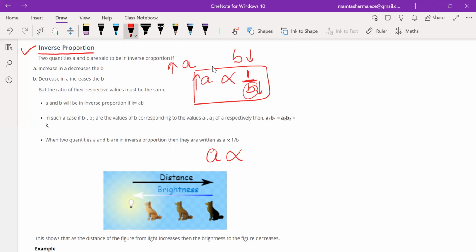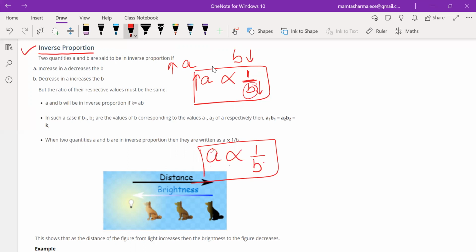So you can call this A inversely proportional to B, or you can say A directly proportional to 1 by B. If you are saying directly proportional, then say 1 by B. If you are saying inversely proportional, then say only B. A is inversely proportional to B, or A is directly proportional to 1 by B. Both are correct.